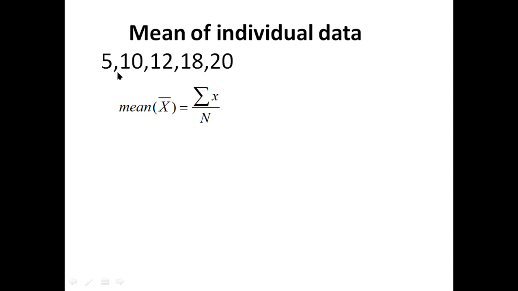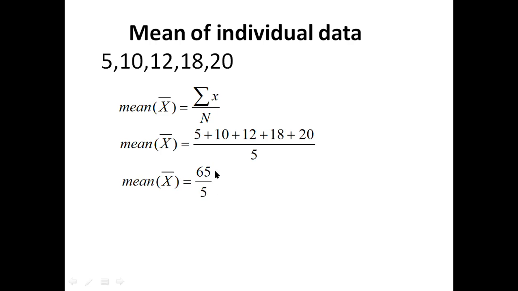So in this example, 5, 10, 12, 18 and 20 are given as data, and for finding its mean, what will we do? We'll add these all up, and the total number of items here is 1, 2, 3, 4, 5. By 5 we'll divide, and by summing up we get 65, and divided by 5 it comes 13. So the mean of this data is 13. So this is the first concept.